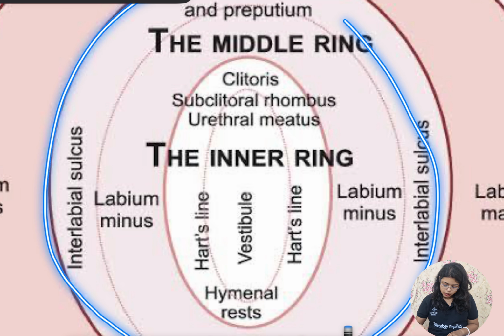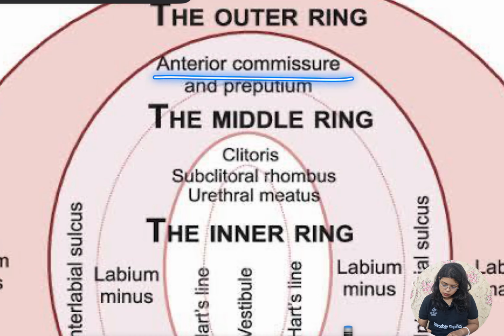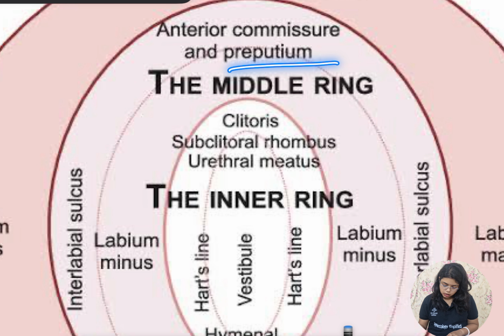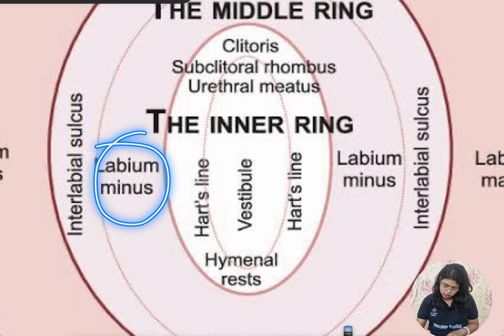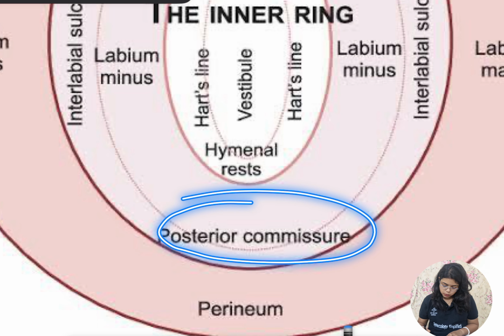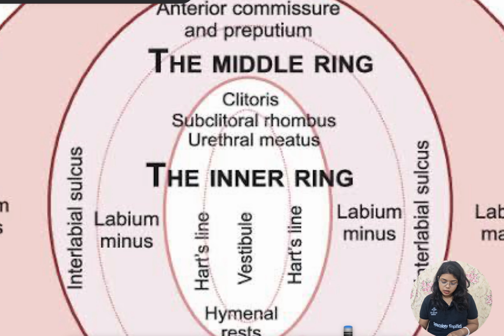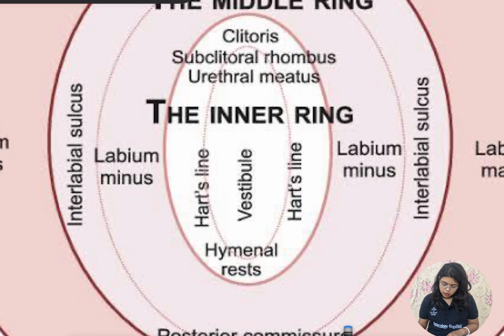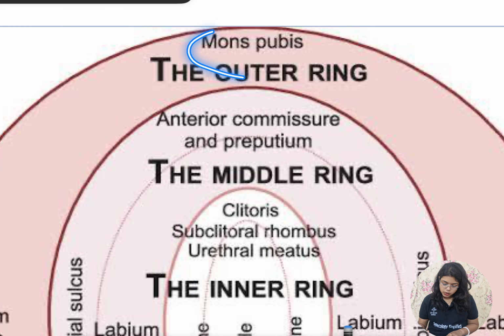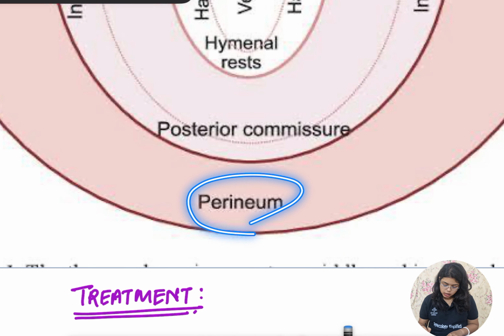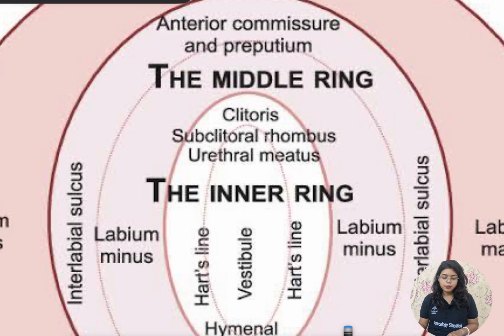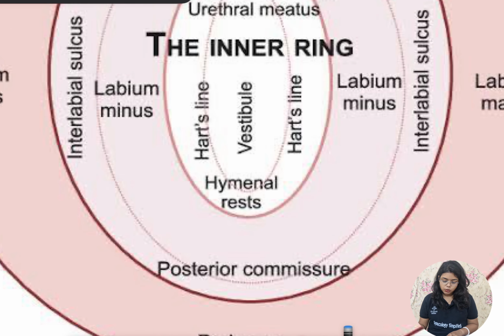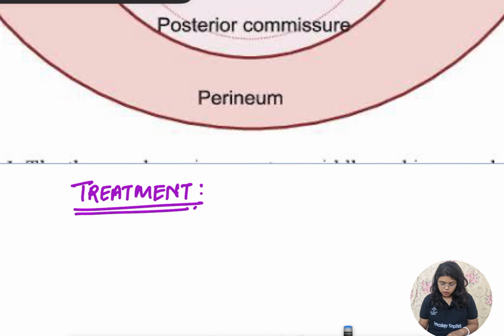Then coming to the middle ring. In the middle ring, we see the anterior commissure and prepuce, the interlabial sulcus, the labia minora, and the posterior commissure. Then the labia majora, mons pubis, and the perineum are included in the outer ring. This is the 3-ring vulvoscopy or TRIV, so that we do not miss any area during the vulvoscopy examination.